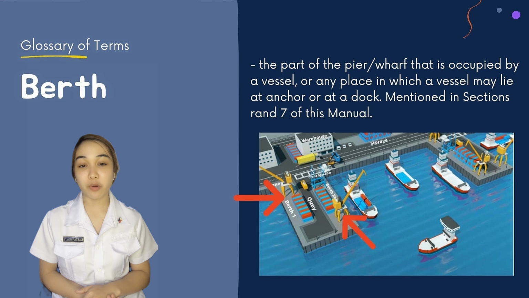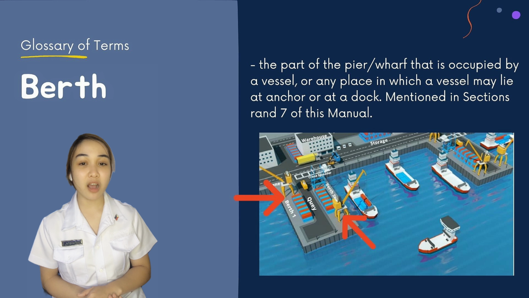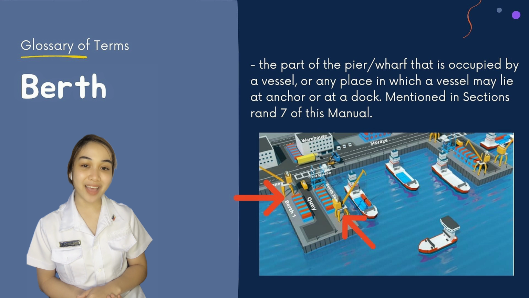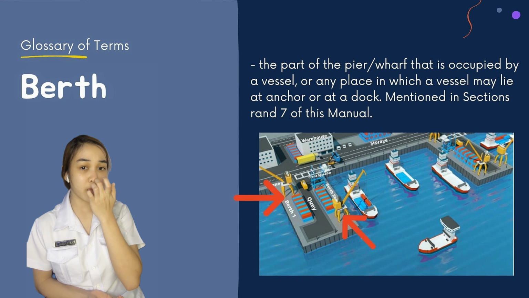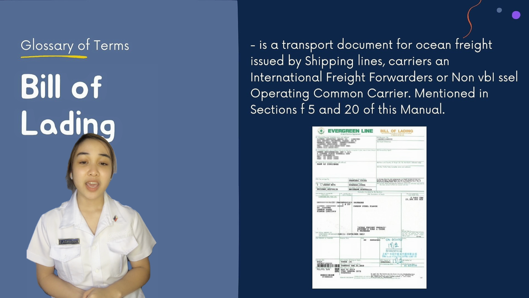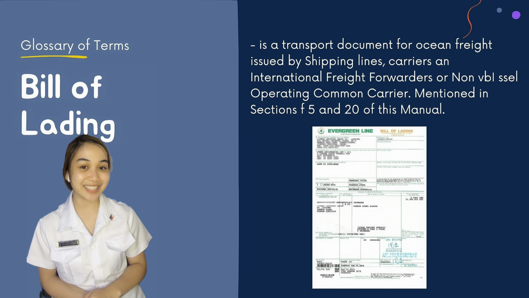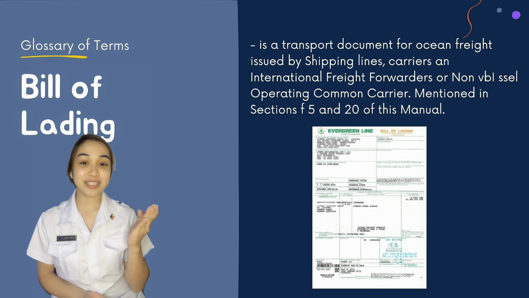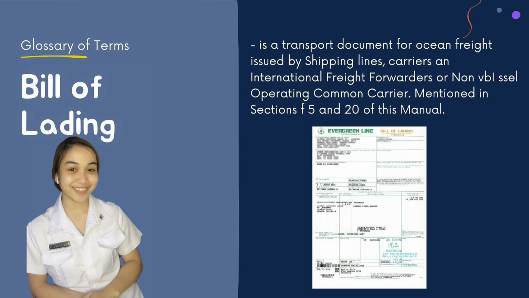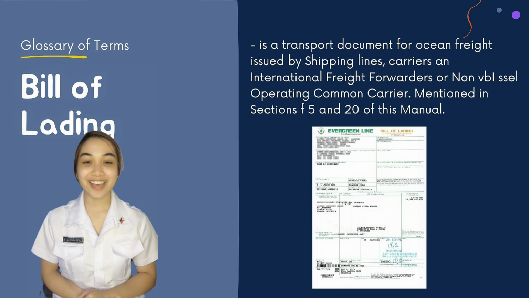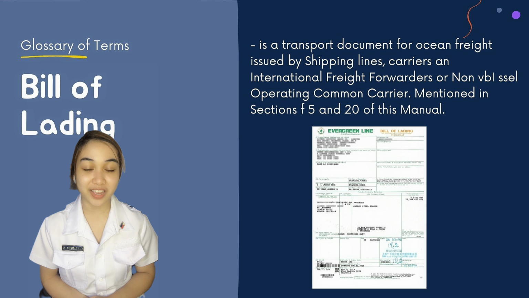The berth is the part of the pier or wharf that is occupied by a vessel or any place in which a vessel may lie at anchor or at a dock. As you can see on the pointed arrow, that is the berth of the pier. And next is the bill of lading. It is a transport document for ocean freight issued by shipping lines. So that, for an example, here is the transport document by Evergreen. That is an example of bill of lading.